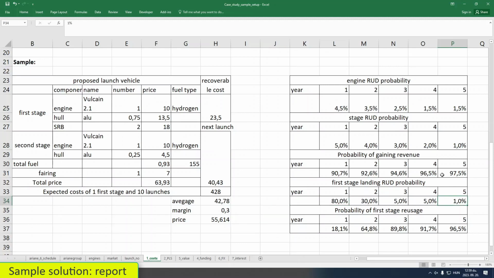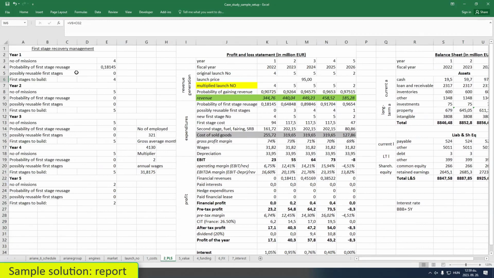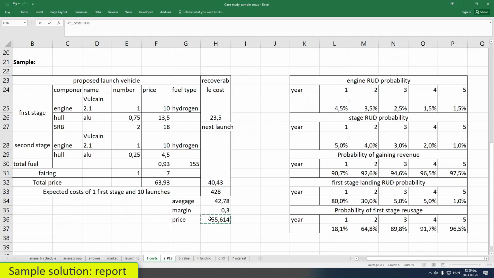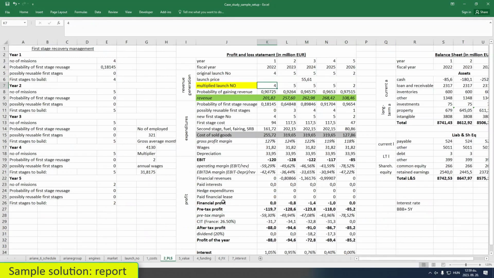Okay, so we have this learning curve here. So the probability of gaining revenue will be already high. The probability of cutting costs by reusing the first stage will be really low in the first year, and then we start to catch up during the next years. Okay, so we have the original launch numbers. We need the launch price. The launch price will come from the cost, because this is the launch price. So this is the price of the equipment.